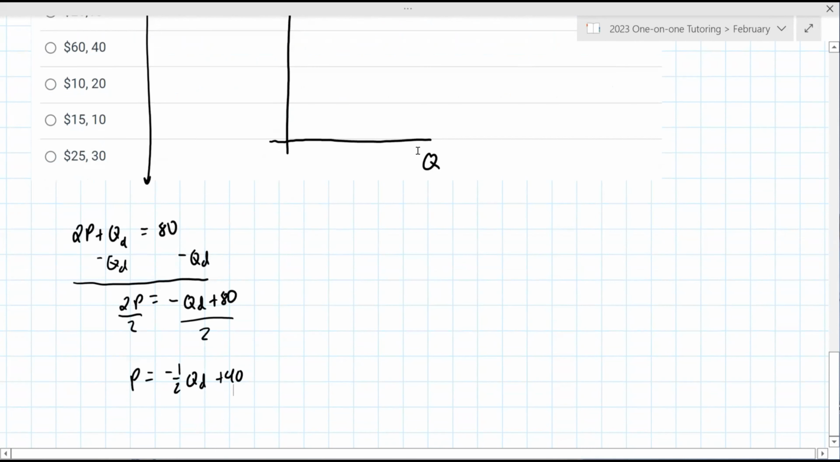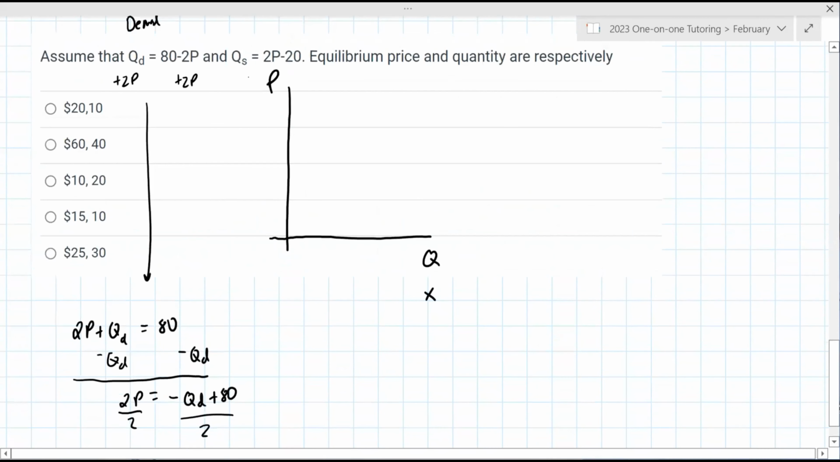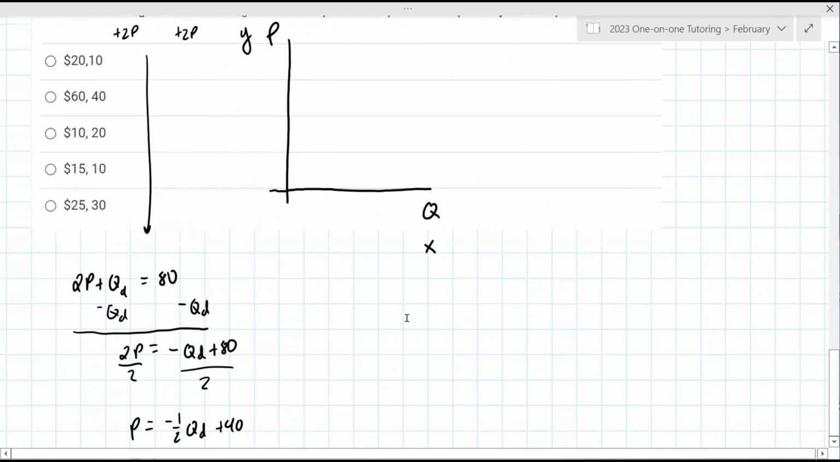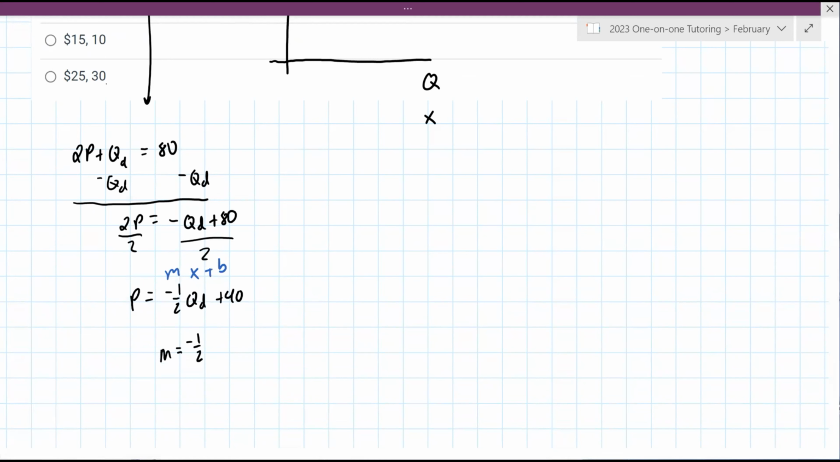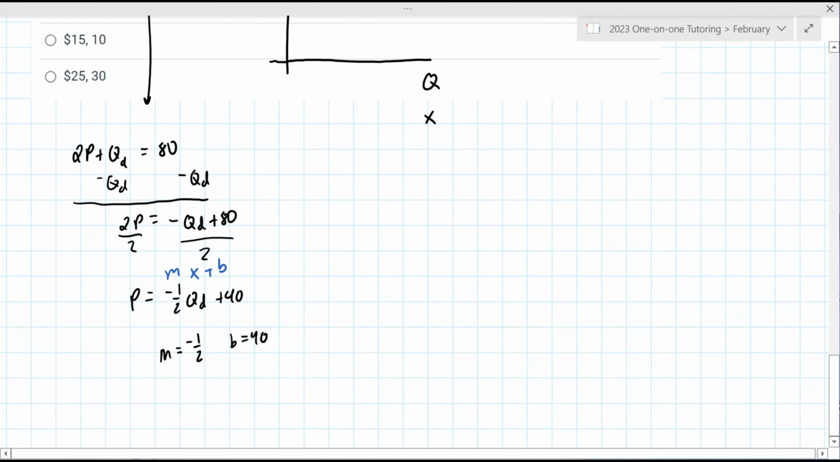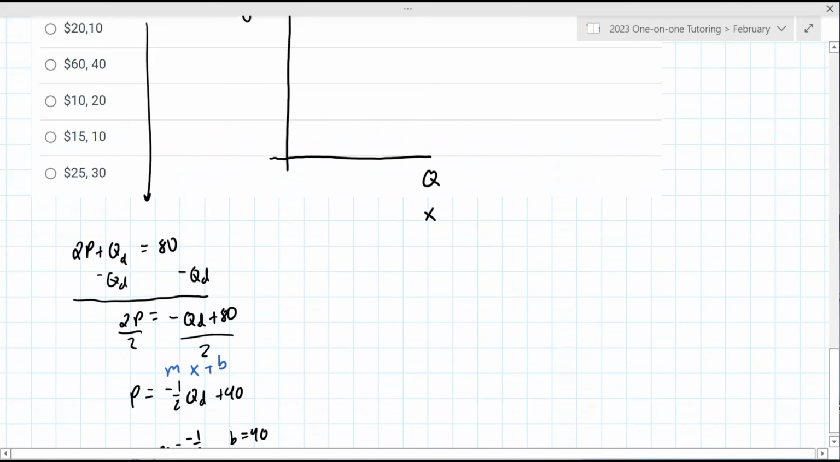The reason it has to be this way is to think of q as your x and p as your y. That's why you have to do it this way, because you can't graph it otherwise. In terms of this graph, the slope is the number in front of q, which is minus 1/2. That's the mx plus b, and the b value is 40. Graphically, I'll call that 40, and then it hits over here at 80. You don't need these numbers, but I'm just giving them to you.